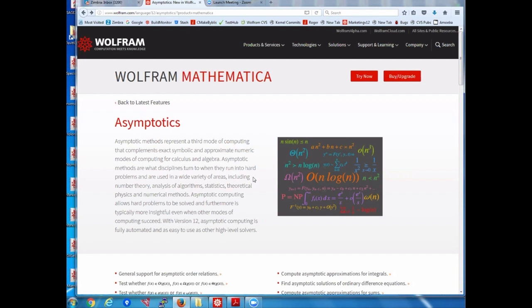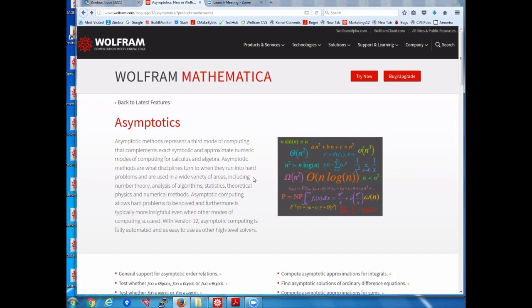So the plan is that in this presentation, my colleague Itai Seggev from the Asymptotics team and I will give you an introduction to this wonderful set of new functionality in version 12. This is a developer talk. We are both developers for the functionality, so you can ask us whatever questions you want. We'll try and do our best to answer them, and we'll try and keep it as informal as possible.